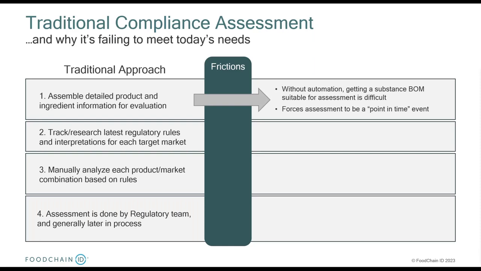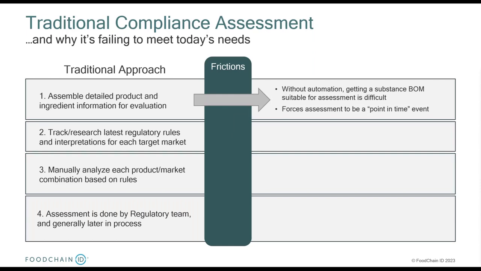Quickly running through the steps, first, assembling the detailed information. If you've got a specification in something like a PLM system, at least you have all the pieces there. But getting an actual compliance BOM, getting the right level of data, getting the BOMs aggregated in the right way, because the way you're looking at a substance BOM is different than other views of the ingredients and the recipe of the product, is sometimes something you have to do manually. It forces the assessment to be a point-in-time event. It's difficult to do on demand because it can take anywhere from minutes to longer to get together a substance BOM and actually evaluate it.